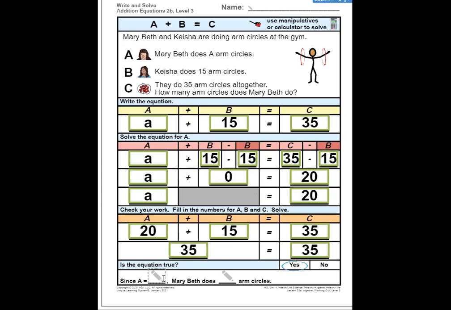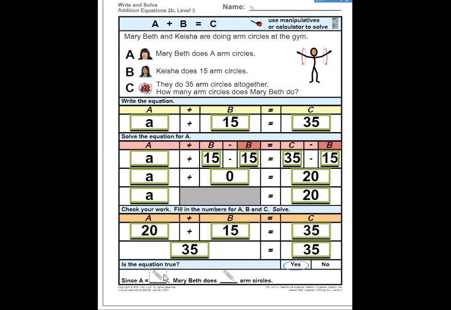All right. So if A equals what? What does A equal? Are you paying attention? A equals 20. Very good. So if A is 20, then that means Mary Beth did how many arm circles? 20. Very good.